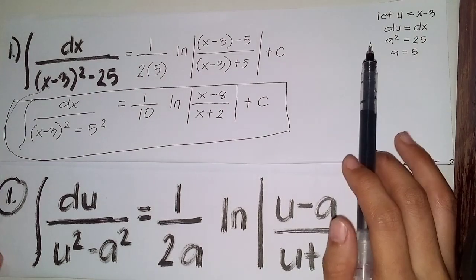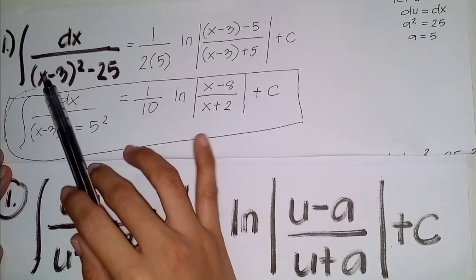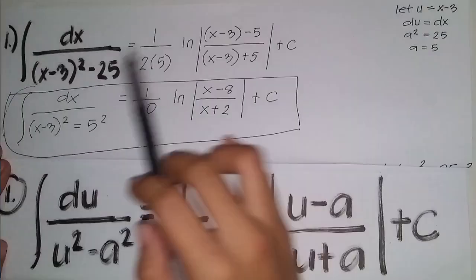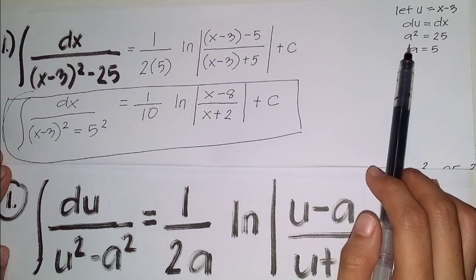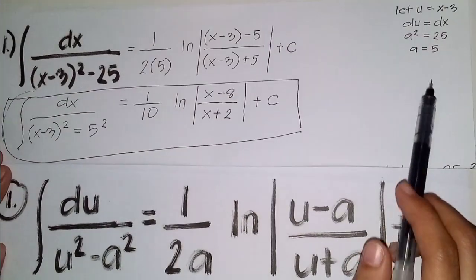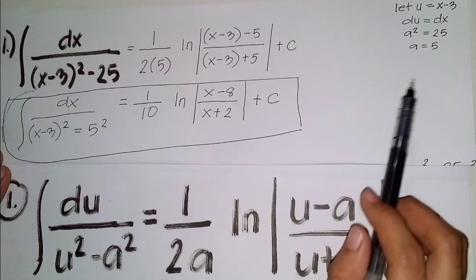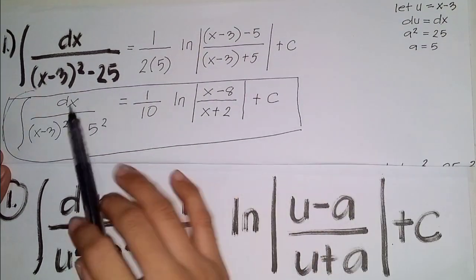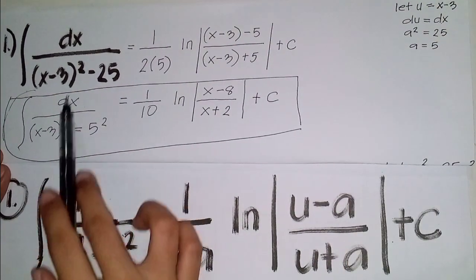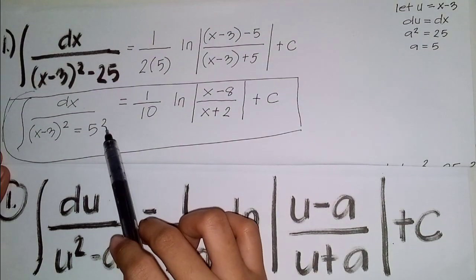But first, let us write the given. So we're going to let u be x minus 3, and then the derivative of u is dx. Our a squared is 25, so we put 25, and then if we square it both sides, it gives us a is equal to 5. So let us now substitute this here in this formula. So our du is dx, so we put dx here. And then our u is x minus 3, so x minus 3 is squared. And then our a is 5, so 5 is squared.